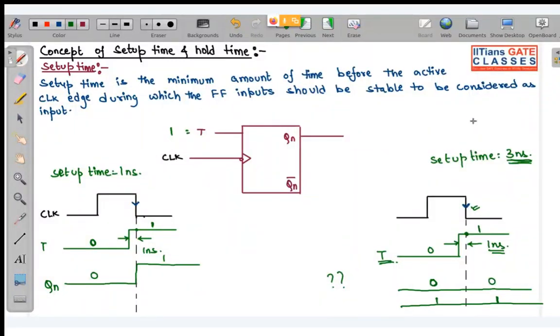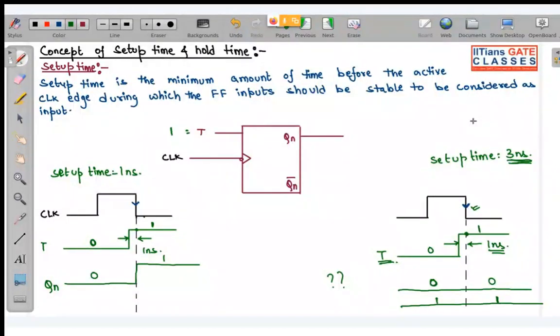Is this clear? That is why I cannot say specifically whether it will be 0 or 1, because I don't know whether the flip-flop was initially reset or set. Okay, is this clear? Tell me, is this clear?